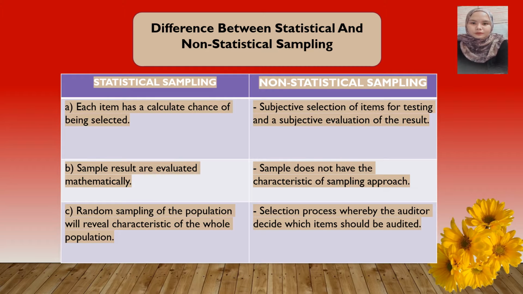For B, sample results are evaluated mathematically, while in non-statistical sampling the sample does not have the characteristics of statistical sampling. For C, random sampling of the population will reveal characteristics of the whole population, while non-statistical sampling is a selection process whereby the auditor decides which items should be audited.